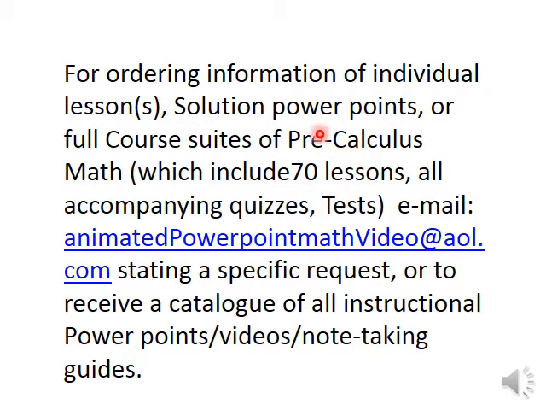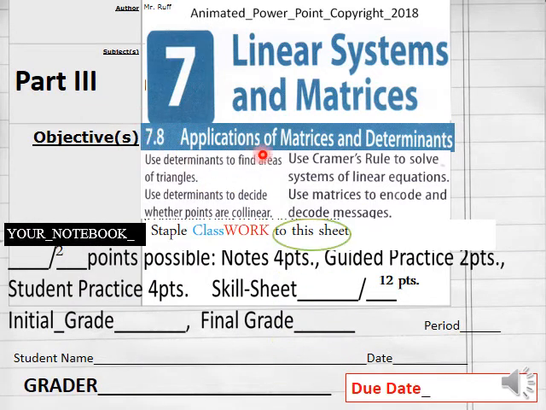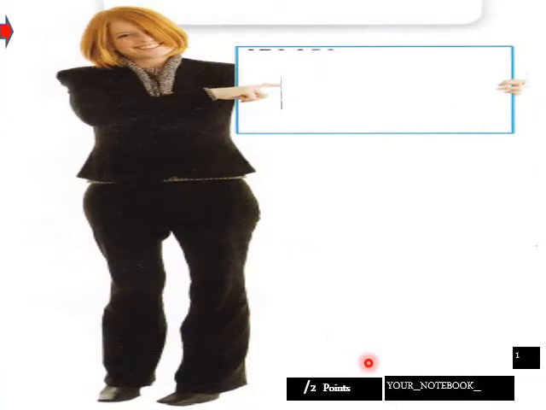Hello everybody, getting ready to do lesson 7.8 part 3, pre-calculus math today. And part 3, 7.8, applications of matrices and determinants. You have 2 points here in your notebook, and you have 12 points here in your class worksheet. And for today's lesson, page 1, that will go into your notebook.